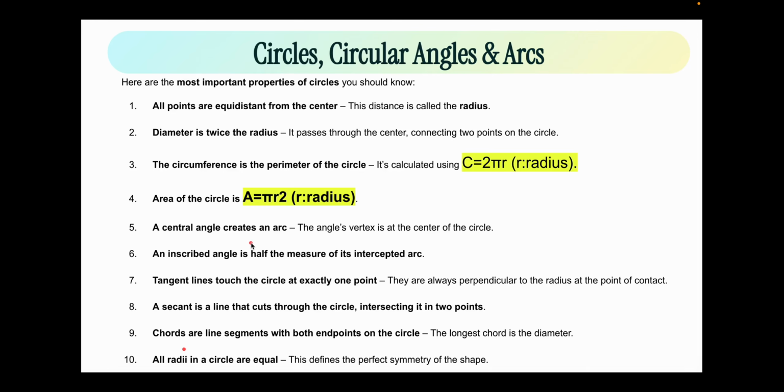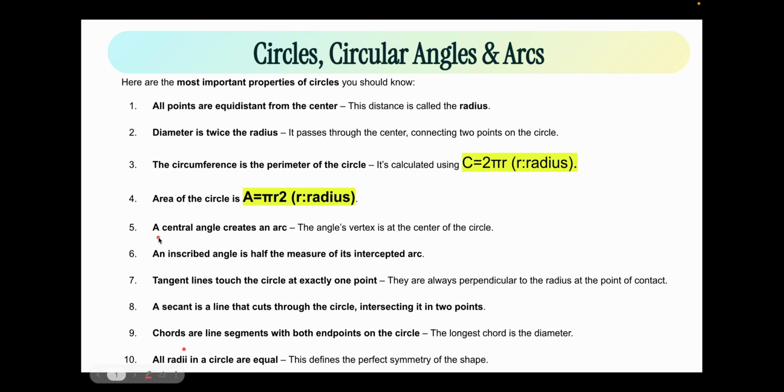A central angle creates an arc. The angle's vertex is at the center of the circle. And we're going to look in a moment at the different types of circular angles. One of them is the central angle. Another one is the inscribed angle. Then we have the internal angle or the interior angles, and then we have the external angle.